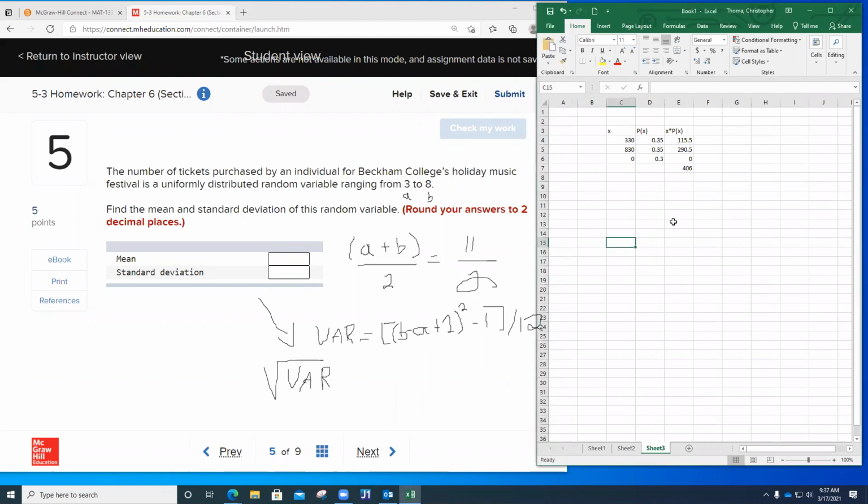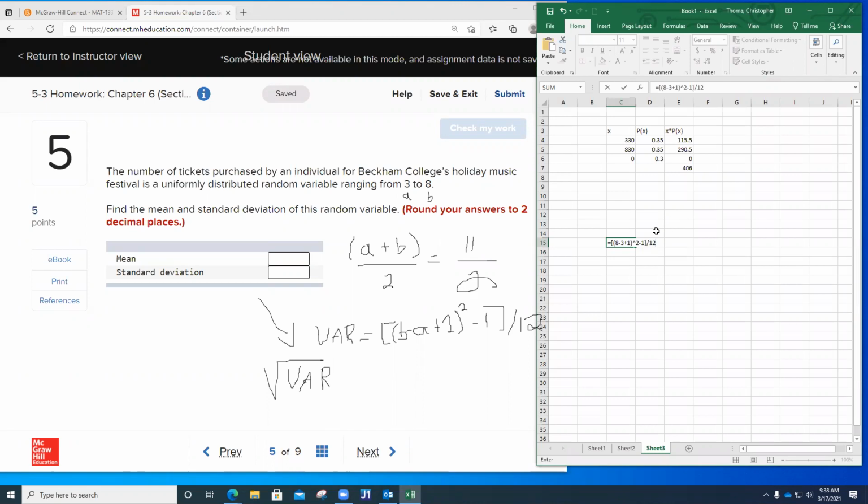So, I'm just going to type in the equation. So equals, bracket, parentheses, parentheses. B is 8, so 8 minus 3 plus 1, close parentheses, and then the little caret key, shift 6, to square that, subtract 1, close with the brackets, and then divide by 12.